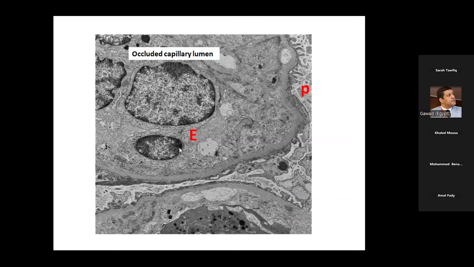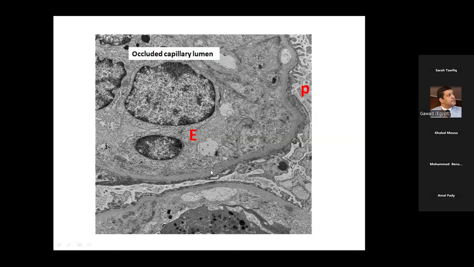That's an electron micrograph to show us the occluded capillary lumen by the injured endothelium. That's the nucleus of the endothelium, and that's the glomerular basement membrane, and the podocytes here outside are effaced. They are not of foot process structure anymore here. Maybe here they still have the podocyte finger-like projections, but here they are effaced.